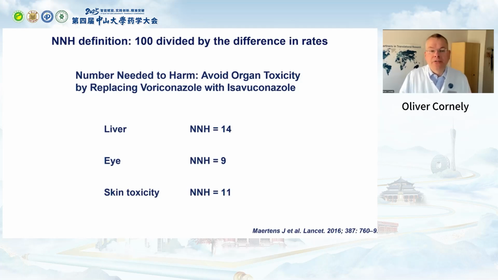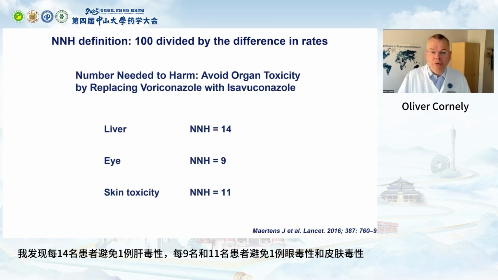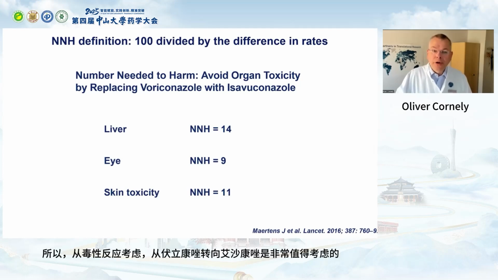And I can avoid a liver toxicity every 14 patients and eye and skin toxicity every 9 and 11 patients, which is really low numbers. So it's worth considering moving from voriconazole to isavuconazole. We did.